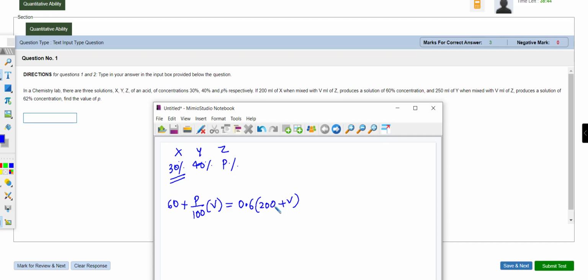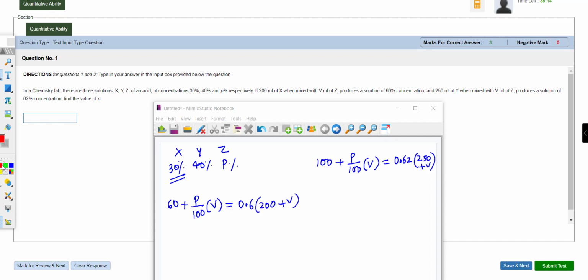After that, 250 ml of Y. 40% of 250 is 100. So 100 plus P% of V equals 62%, which means 0.62 into the total, which is 250 plus V. And then we need to find the value of P. So we need to solve these two equations.